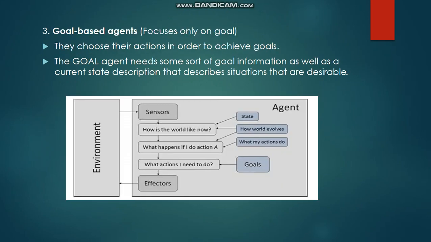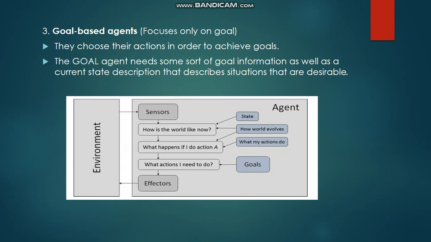The third type is the goal based agent. These types of agents only focus on goals. They choose their action only based on the goals. There is no condition action rule, only the goal. Just consider an agent that has been given a goal, like writing an examination.